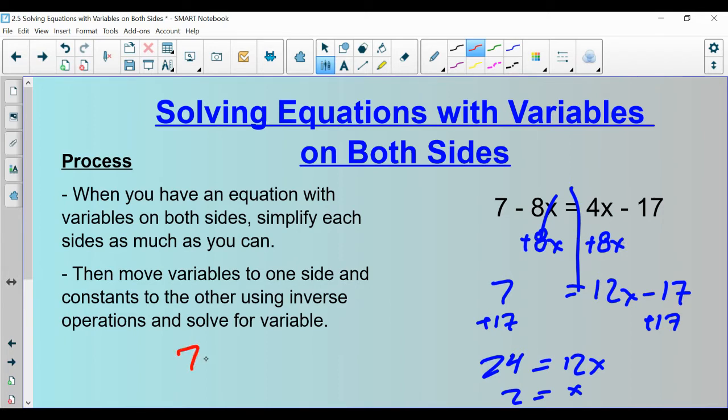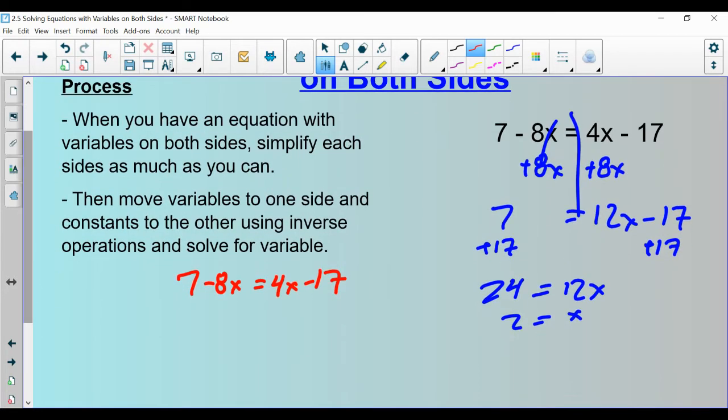So instead, we could have brought the 4x to the other side. Currently, this is a positive 4x. The way to move a positive 4x would be to subtract 4x. If you do it to one side, you have to do it to the other. Those cancel, and you'd have negative 17 is equal to 7 minus 12x.